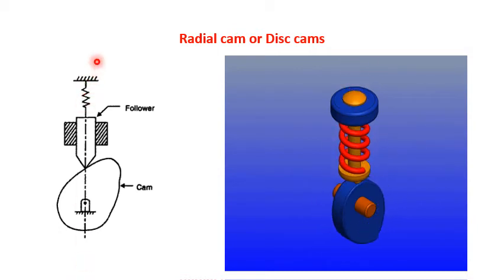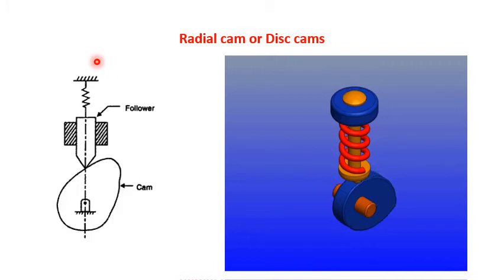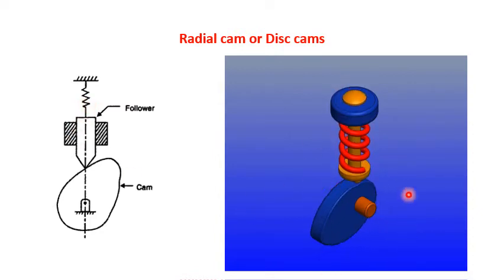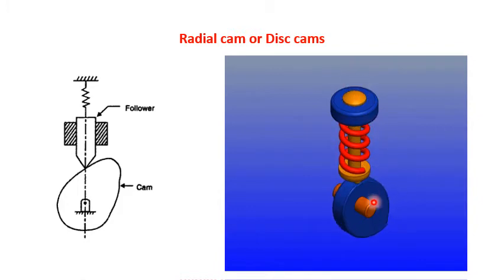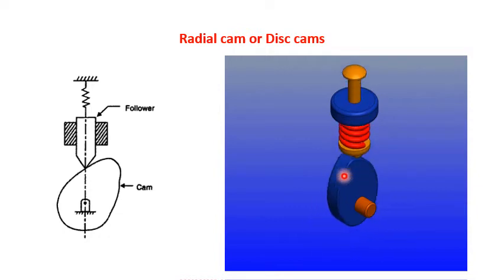Okay, the follower oscillates or reciprocates in a plane at right angle to the cam axis. Here the follower has a translatory motion, and it is held in contact by using a spring. This is the spring, and in the video also you can see, because of this spring, the surface contact between the cam and the follower takes place, and it is having a translatory motion. So the cam axis coincides with the follower axis, therefore they are called the radial cam.